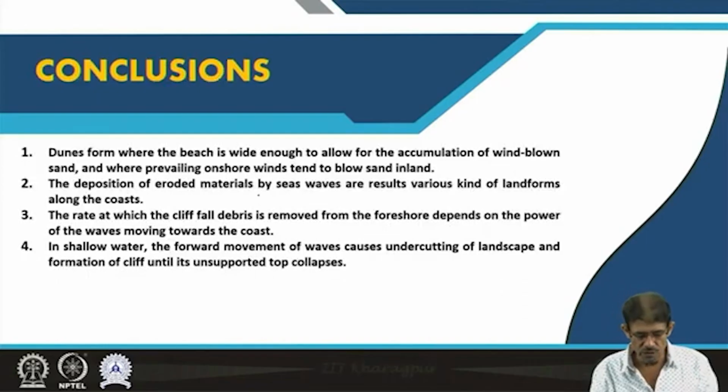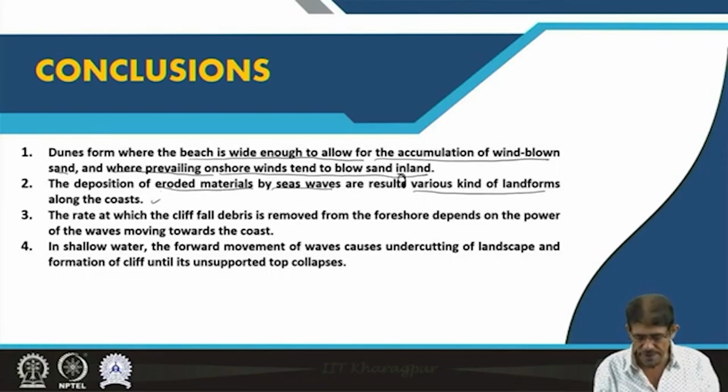As far as the conclusion is concerned, dunes form where the beach is wide enough to allow for the accumulation of wind-blown sand, and where prevailing onshore wind tends to blow sand inland. The deposition of eroded material by sea waves results in various kinds of landform along the coast or shore, and the rate at which cliff-fall debris is removed from the foreshore depends on the power of waves moving toward the coastal zone.